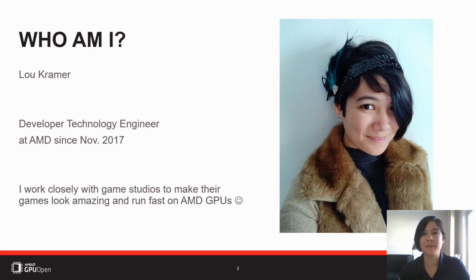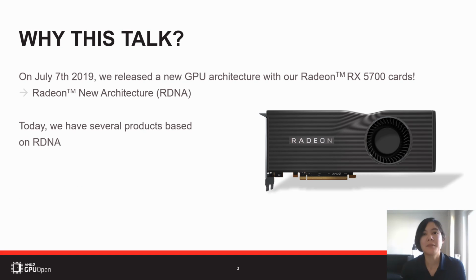Before, we had the GCN architecture for about 8 years, if I'm correct, and in July 2019 we released our first products based on a new architecture. It's called Radeon New Architecture, in short RDNA. These first products were the RX 5700 cards, and since then we released a bunch of other products based on RDNA, not only desktop GPUs but also mobile GPUs. The next generation consoles will be based on RDNA. So you see a wide range of different types of products using this architecture.